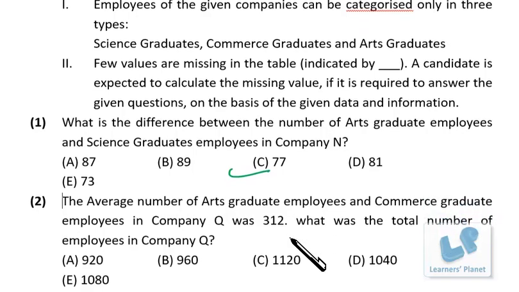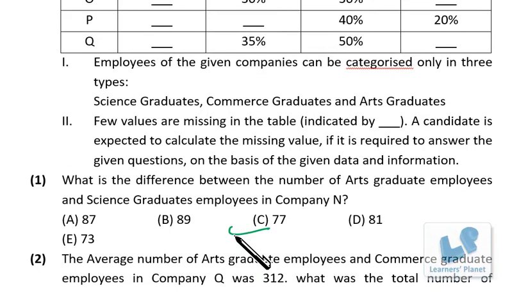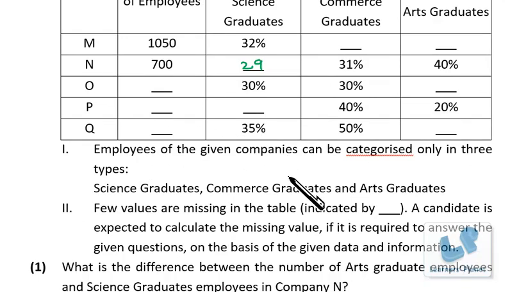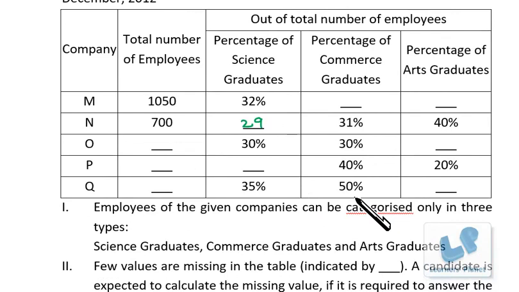The average number of arts graduate employees and commerce graduate employees in company Q was 312. Company Q, arts and commerce. So 50, 35. So this must be 15.